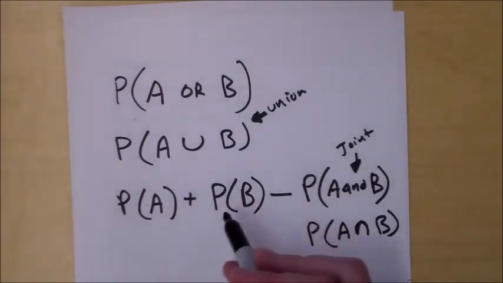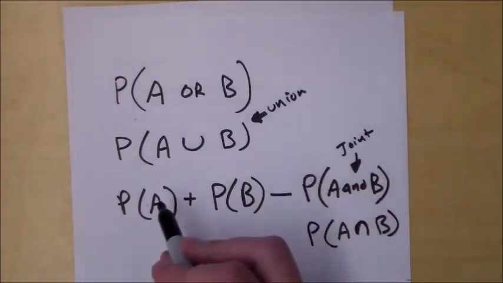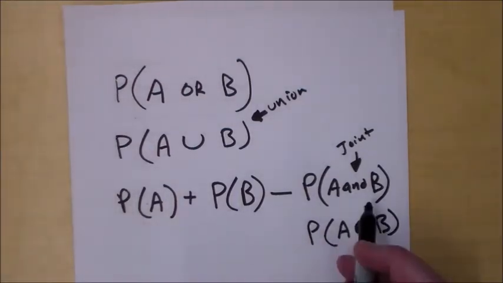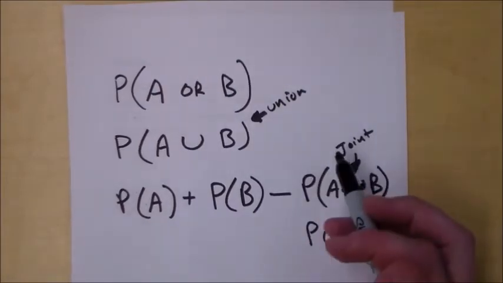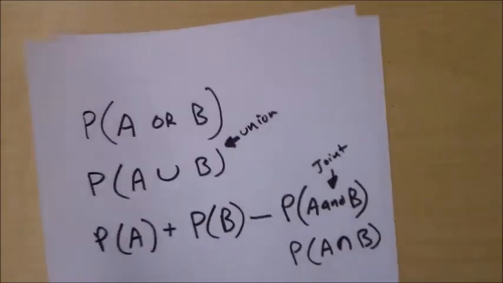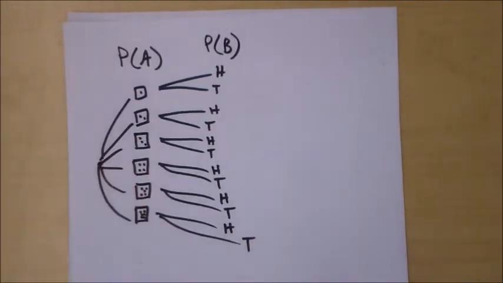Probability of A or B is going to be smiley face for union, U for union, A plus B, but you have to take out the overlap. So that's why you have to minus the probability of A and B happening. Sometimes referred to as joint probability or denoted with a little frowny face. Okay, so here's how it works, because that probably wasn't very much help to any of you. Here's how it works. Our tree diagram again.